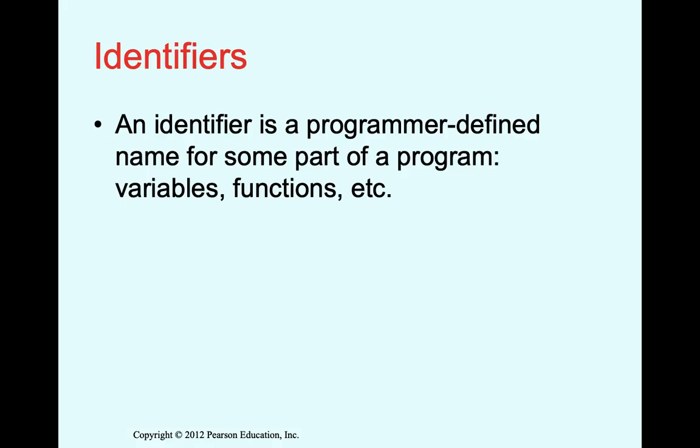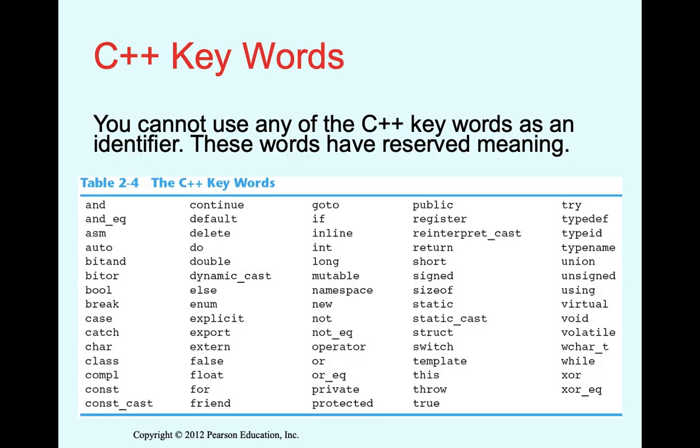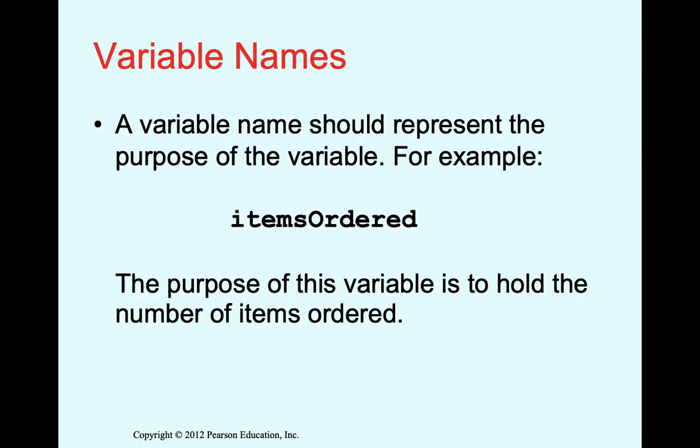An identifier is just the name that you give to part of the program. Usually we give names for variables, functions, and maybe other things. So these are called identifiers. The first rule when you give a name for an identifier, don't use a reserved word or keyword. In C++ we have these keywords. Don't use them as the name of a variable or the name of a function. For example, don't use else, don't use if, don't use long, don't use int, and so on. Don't use double, don't use float, don't use public. The variable name should represent the purpose of the variable.